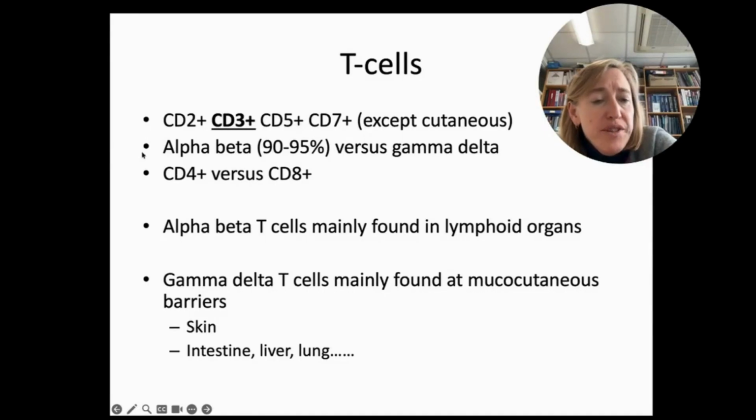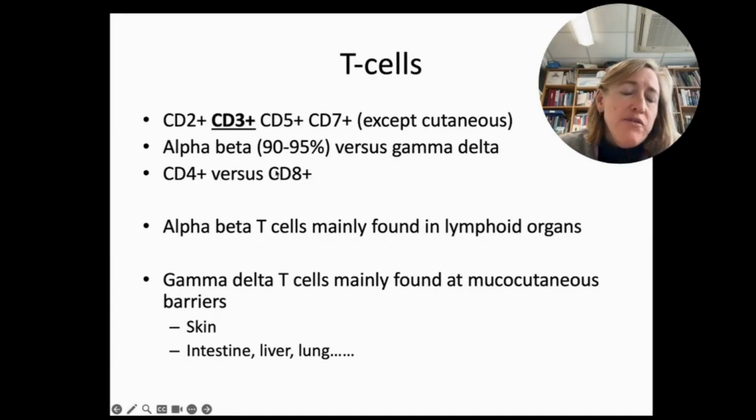And more of them are CD4 than CD8 positive. Most alpha-beta T-cells are in the lymphoid organs, while most gamma-delta T-cells, the minor type of T-cell, are at mucocutaneous barriers, and that actually rather explains the pattern of lymphomas that we see as well. I'm hoping you can see my pointer, but if you can't, can someone let me know that too?